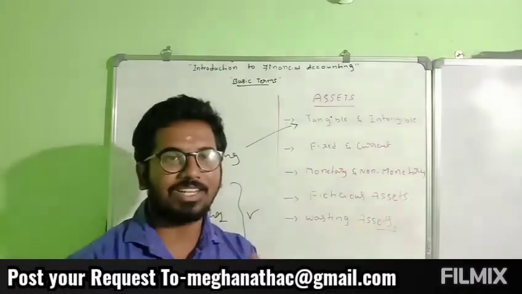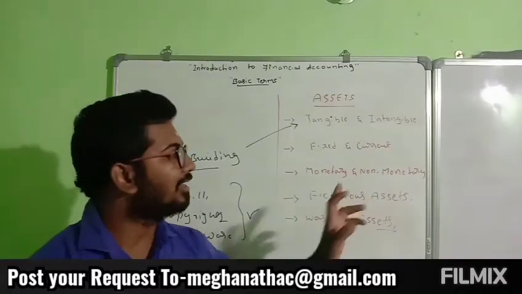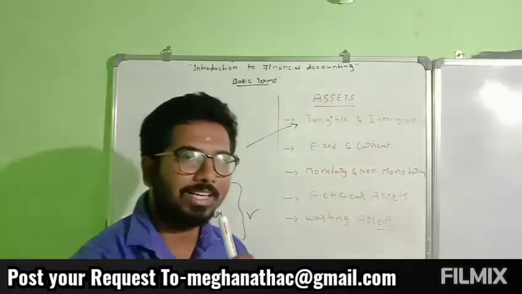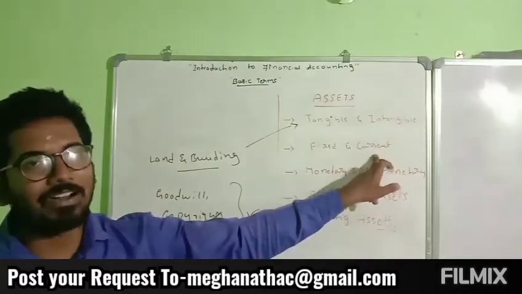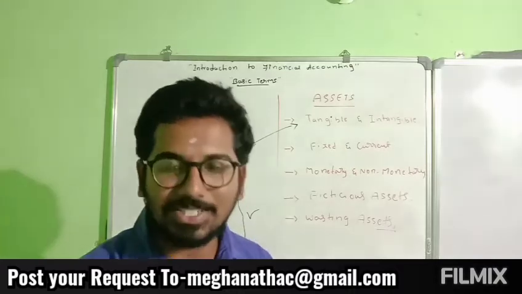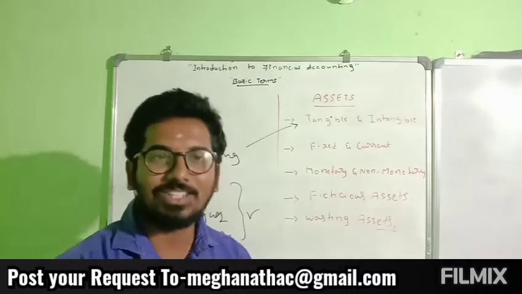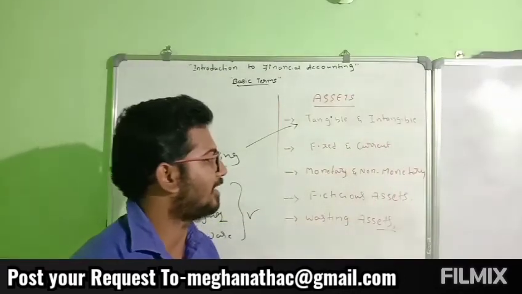will be very liquid in nature. The asset is going to convert easily into cash. Those kinds of assets we call current assets or liquid assets. Example, cash at bank, bills receivable, debtors, stock. All these are examples of current assets.